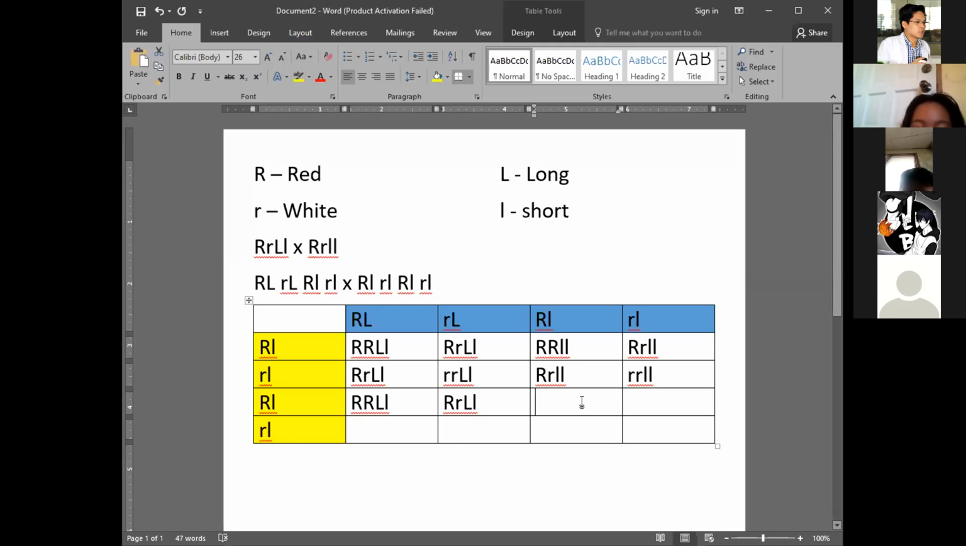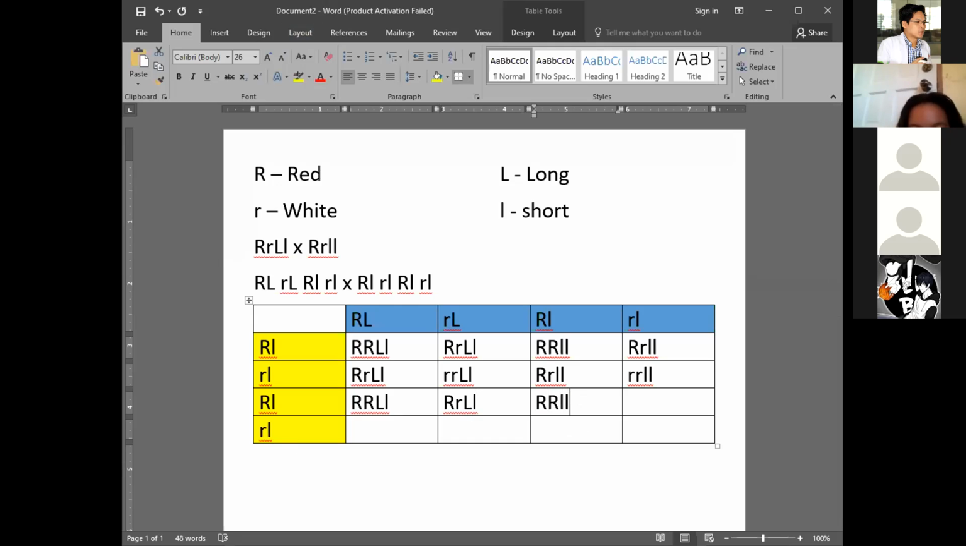Again, what's the next answer? We have two big letter R's and two small letter l's. Meaning to say it is homozygous red with a short body. Yes. How about the next? Big letter R, small letter r, and two small letter l's. Okay, short. Again, a heterozygous red-eyed with a short body.